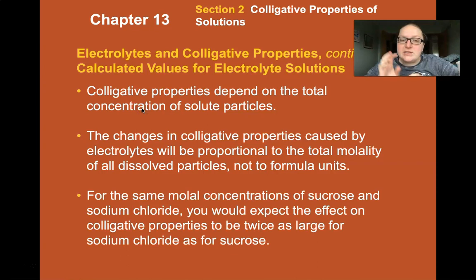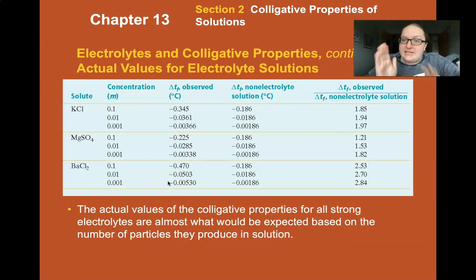So what we're saying is that as the number of particles goes up, it will have a bigger and bigger impact on the colligative properties: the freezing point, boiling point, vapor pressure lowering, all of that stuff. So you would expect that the effect on the colligative properties would be twice as large for something that breaks into 2 parts than for something that doesn't break apart at all. And so let's look at a table.